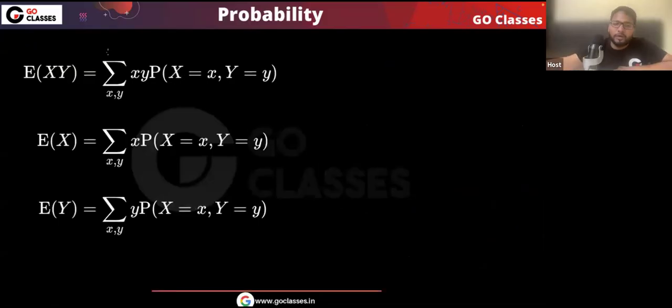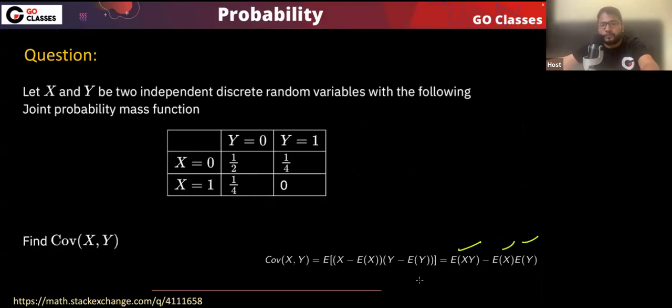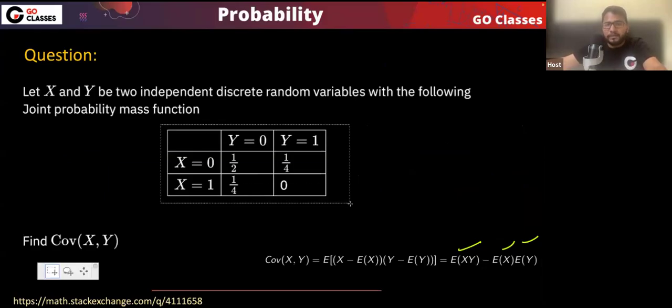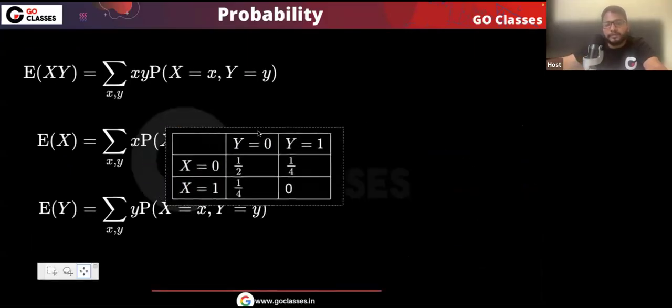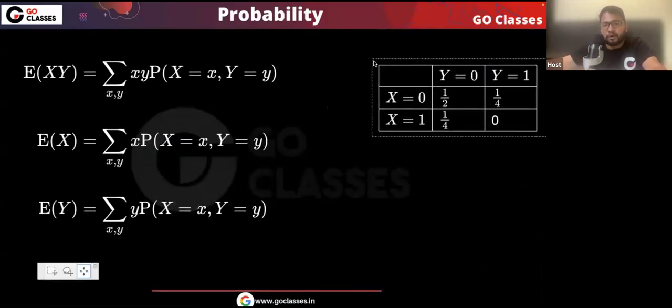So let me just tell you. EXY, just using the law of the unconscious statistician rule, will be like this. EX will be this, and EY will be this. Now let's see how many of you can answer one question. One easy question, let me ask you. Suppose this is the joint PMF that is given to you, right? And these are the formulas that you are getting.